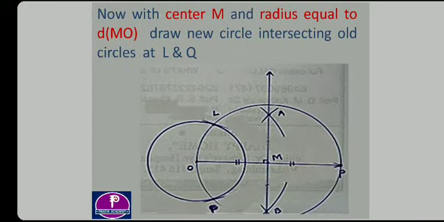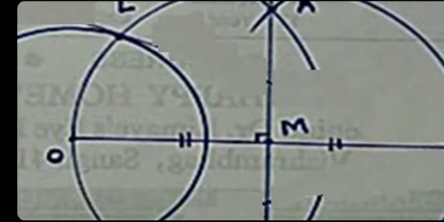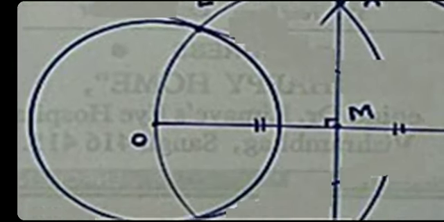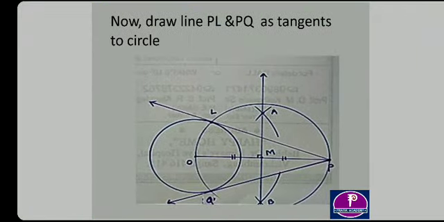Now the next step is to take M as a center, with radius equal to MO, and draw one circle. This circle is intersecting the original circle at points L and Q. The next step is to draw the tangents, that is PL and PQ, passing through points L and Q. Finally, label the diagram properly, show essential symbols, and do not erase any constructions.